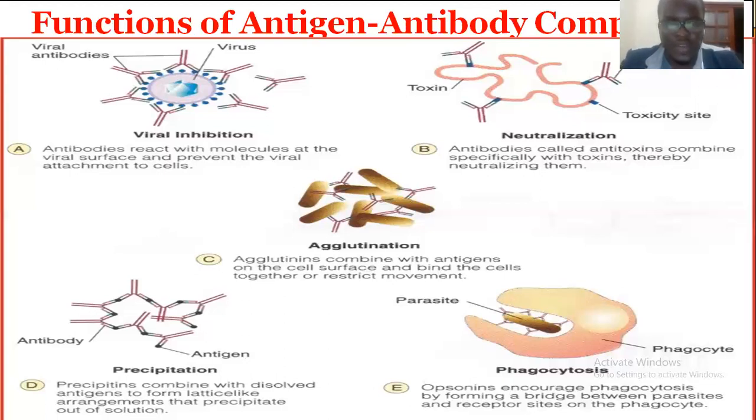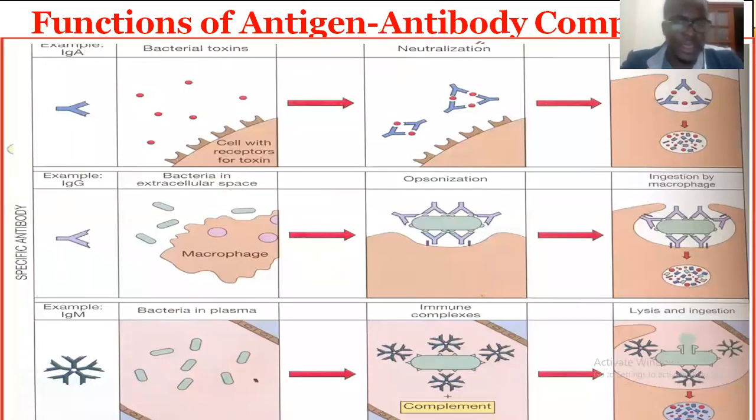So those are the functions of antigen-antibody complexes. There are different types of antibodies. We say that the antibodies are determined by the constant segment of the antibody. So with this constant segment, you have different types of antibodies. For example, you have IgA. Here you have a bacterial toxin. The IgA will be produced, and this IgA will neutralize the bacterial toxin.